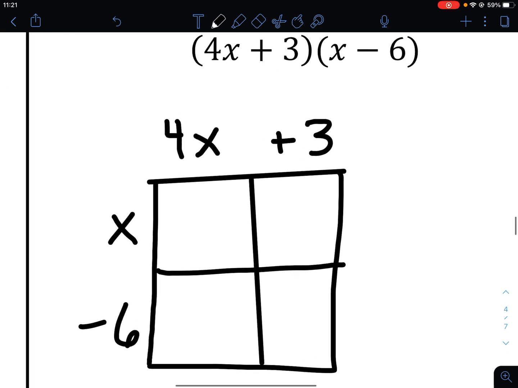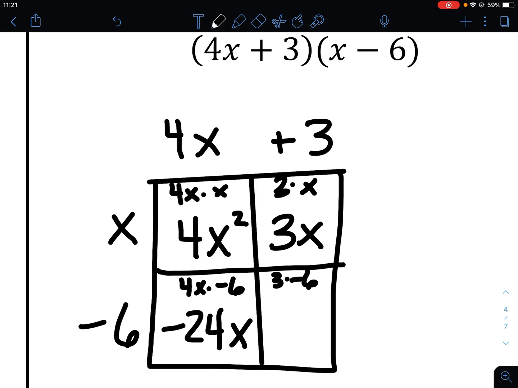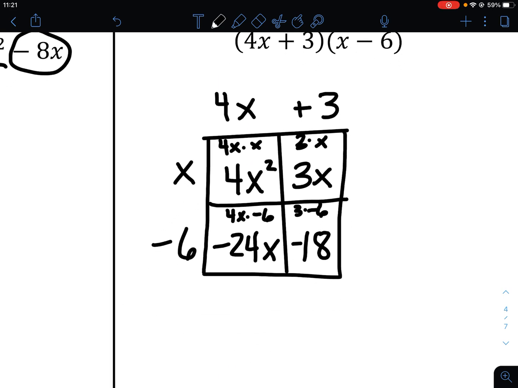And now we multiply. We have 4x times x in the first box, which gives us 4x squared. 3 times x right here is 3x. 4x times negative 6 is negative 24x. And finally, 3 times negative 6 is negative 18.